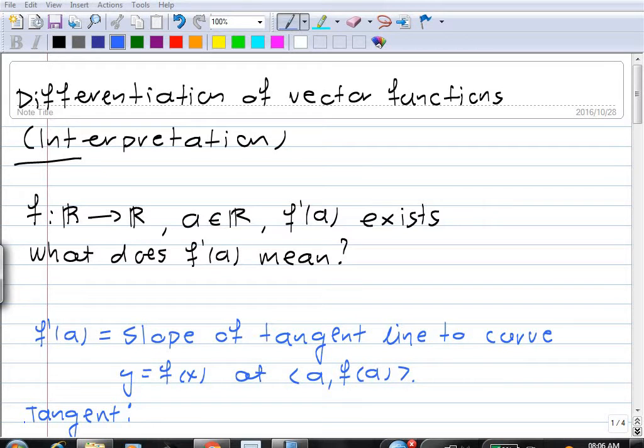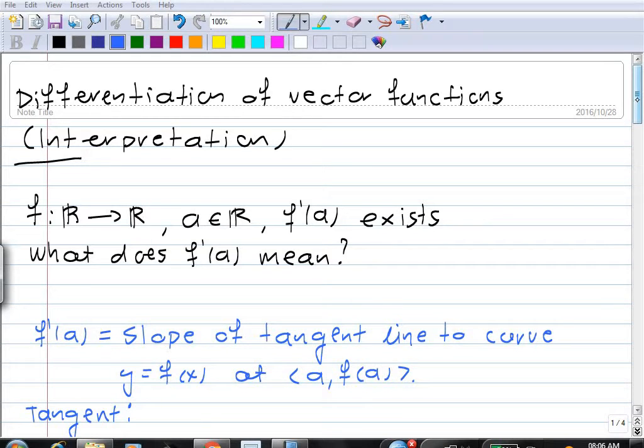Hello. In a previous video, we discussed the theoretical aspects of differentiation of vector functions, so how it is defined and how the derivative is calculated. Now, in this video, I want to talk about the interpretation of the derivative.